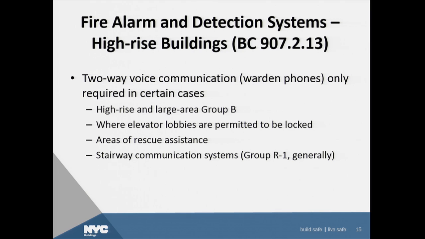Okay, the old two-way warden phones, we call them warden phones for the floor wardens to call up and down, they'll now be required, but only in a few places. High-rise and large area Group Bs, B is business, office buildings, where elevator lobbies are permitted to be locked. So if you have one of those lockable vestibules in your office building or wherever it is, then you have to have that telephone. Also in areas of rescue assistance, and in certain communication systems, mostly hotels and stairways.